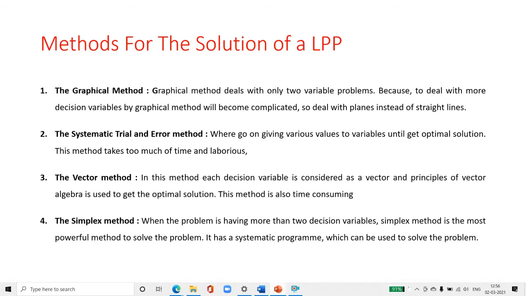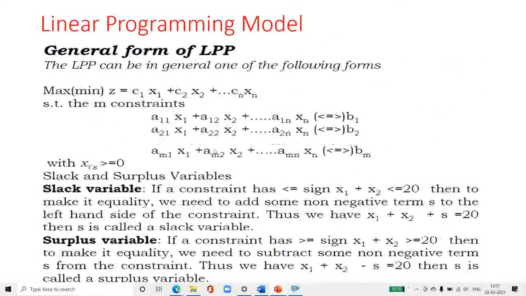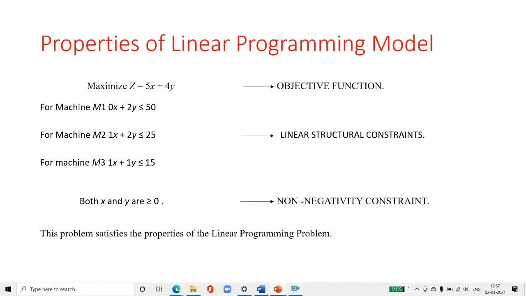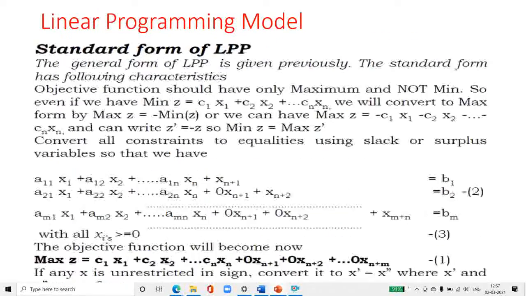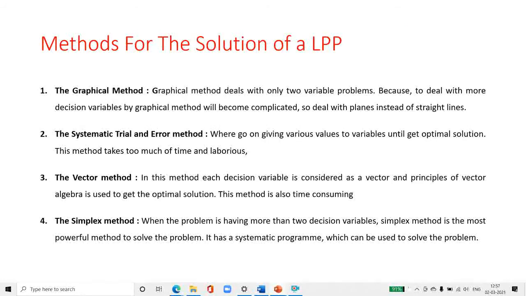So the first is the graphical method. We use it when we have two decision variables in the problem. In this example, we have two decision variables x1 and x2. In the previous example also, we had two decision variables x and y. Dealing with more decision variables by the graphical method becomes complicated.